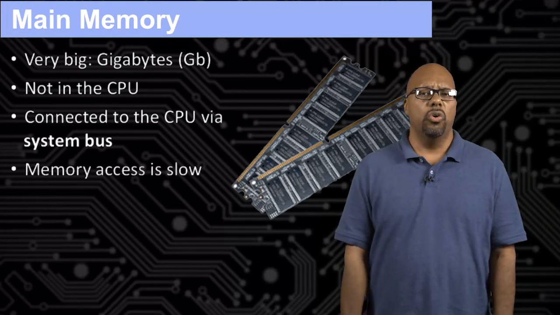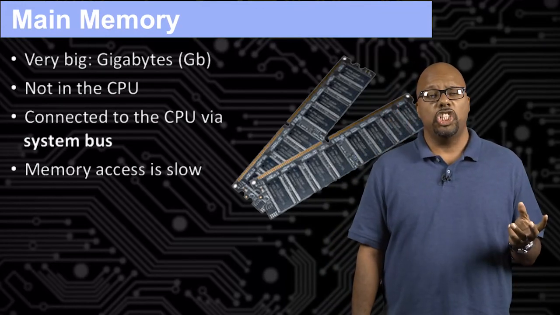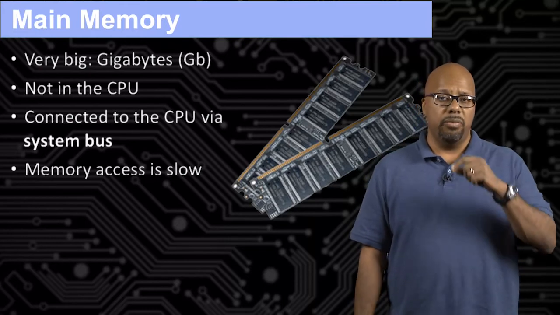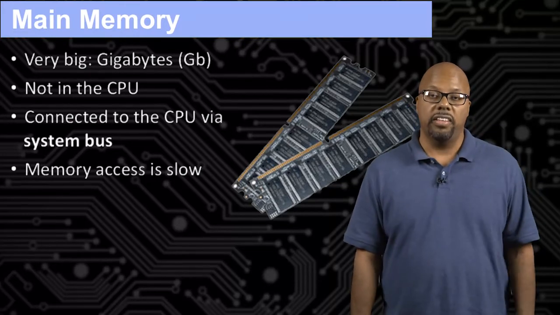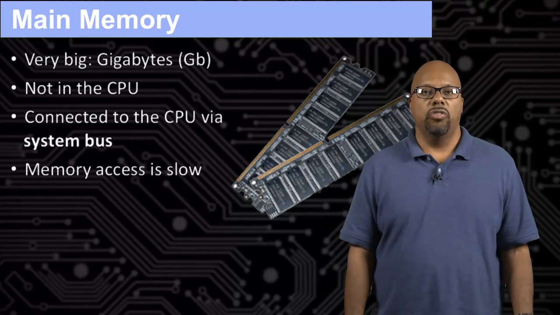Memory access is slow relative to the cache. What that means is that you might be able to access a cache in 1 clock cycle, and with main memory, maybe you have to wait 100 clock cycles. Again, that's ballpark, but that's not unrealistic at all.